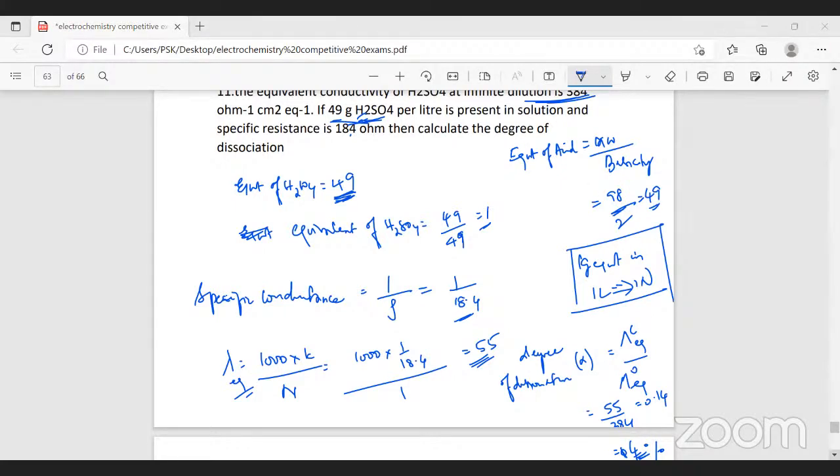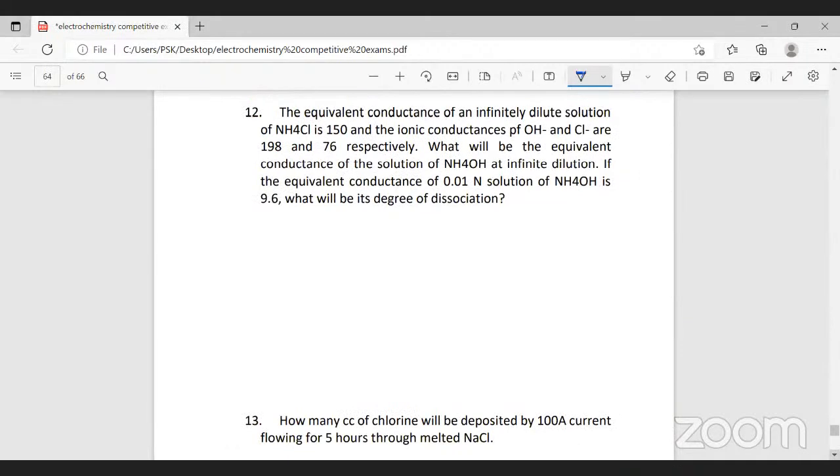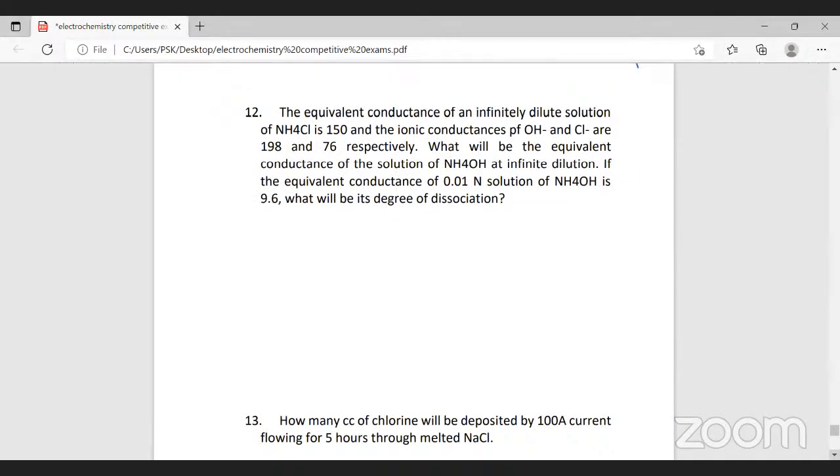The next one. The equivalent conductance of an infinitely dilute solution of ammonium chloride is 150, and the ionic conductance of OH minus and Cl minus ions are 198 and 76 respectively. What will be the equivalent conductance of the solution of ammonium hydroxide at infinite dilution? If the equivalent conductance of 0.01 normal solution of ammonium hydroxide is 9.6, what will be its degree of dissociation?